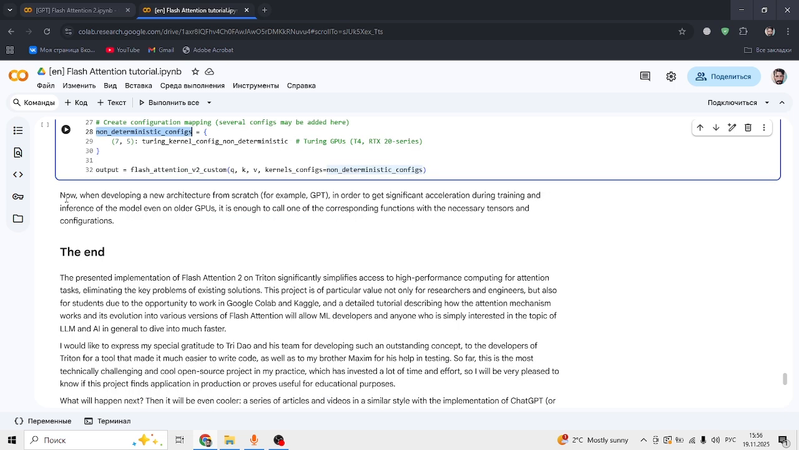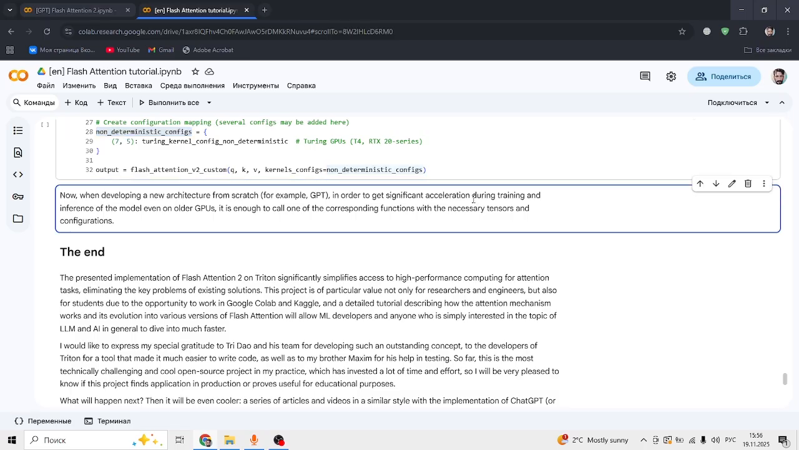So now you can get a very cool thing. This implementation has some pros, and you will never find this in existing implementations. So that's what I want to tell you about FlashAttention.